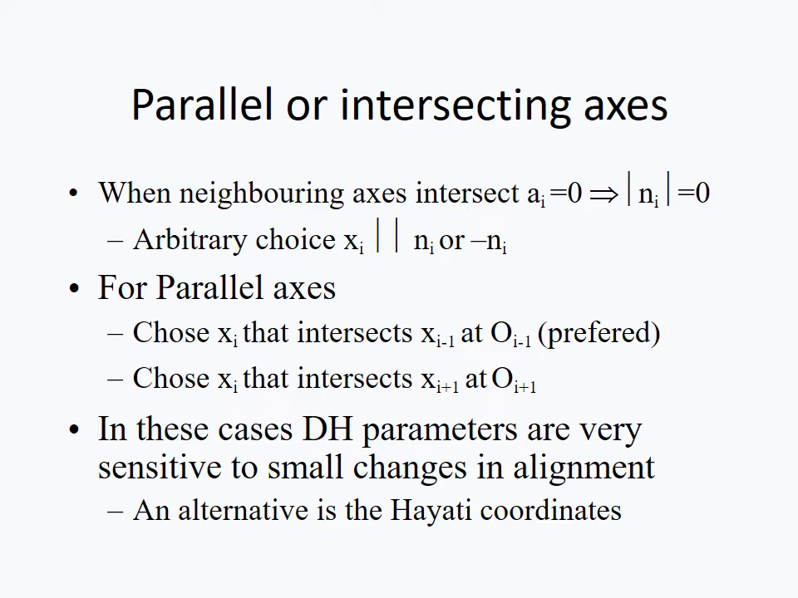Here, parallel or intersecting axes: we need to define these two axes to set the end effector position. When neighboring axes intersect, a i is equal to 0, that is, the n value will be 0. For parallel axes, we intersect at the origin i minus 1. This is the parallel and intersecting axis definition.